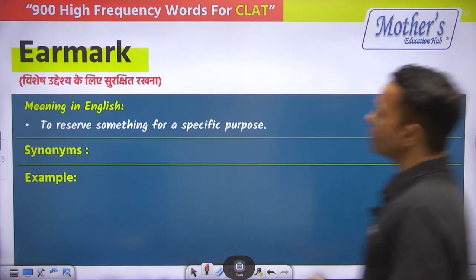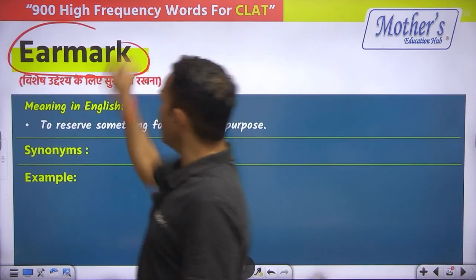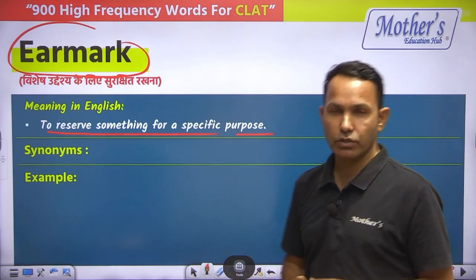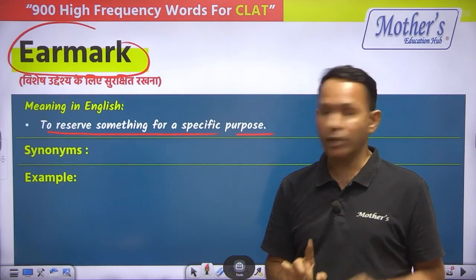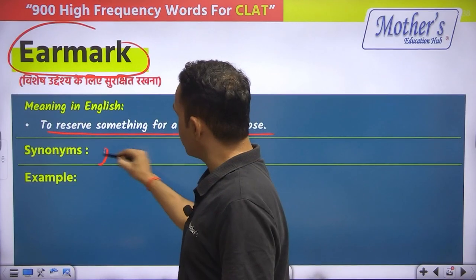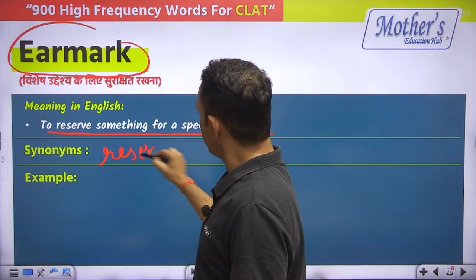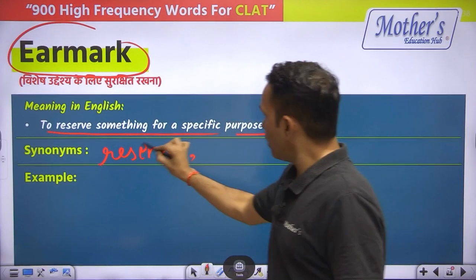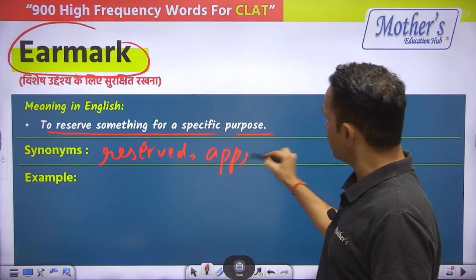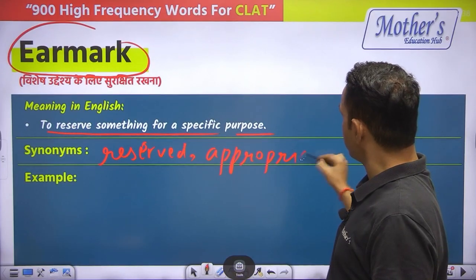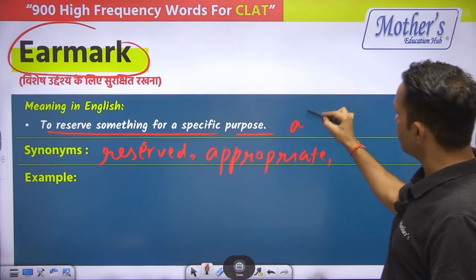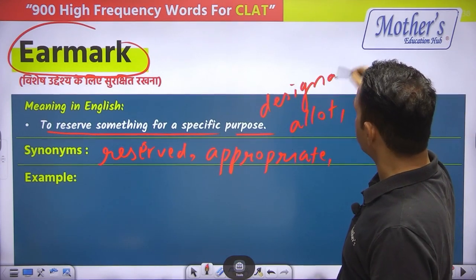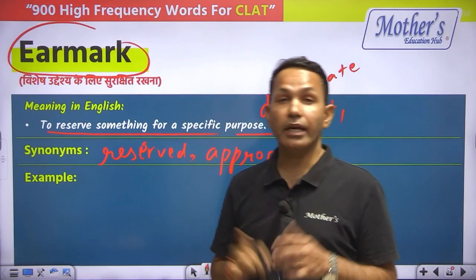Our next word is earmark. Dear students, earmark means to reserve something for a specific purpose. Similar words are reserved, appropriate, allot, designate. Like set aside.